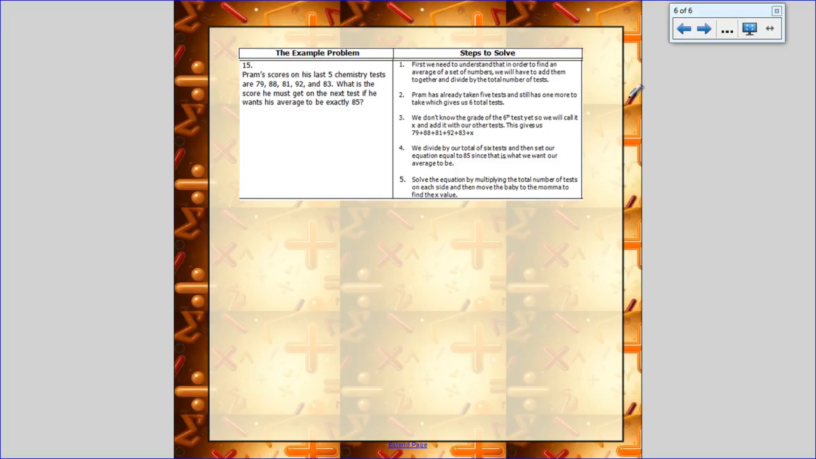We're going to add up what we know. So we know that his test scores are 79 plus 88 plus 81 plus 92 plus 83 plus a test we don't know. This x is test number 6. If you need to label it, you can. This is test number 6. We don't know what it is.